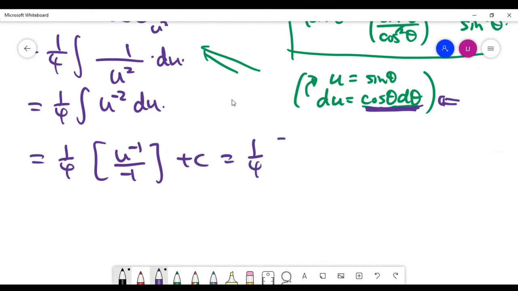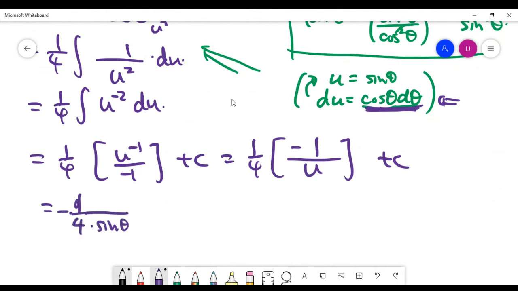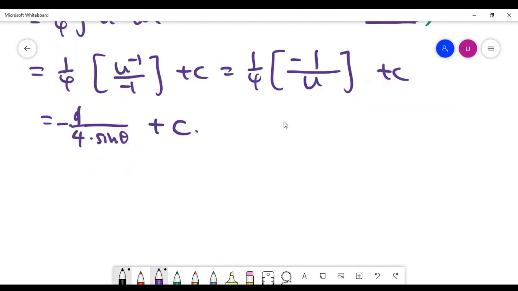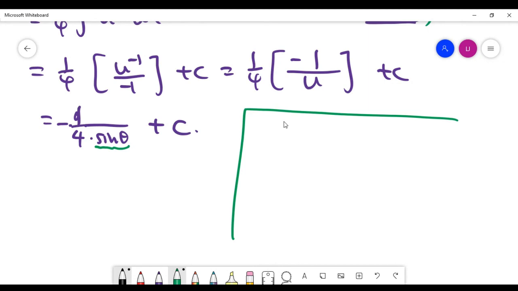And please note that it is essentially the same as minus 1 over u inside the bracket, and u was actually sine theta, right? So it means the answer looks something like minus 1 over 4 times sine theta plus constant c. But for the final step to this problem, please recall that originally my problem was stated in terms of variable x, and you really have to convert the answer back to the variable x, right? And please recall my substitution in the beginning, which is x equals 2 times tangent theta, right?